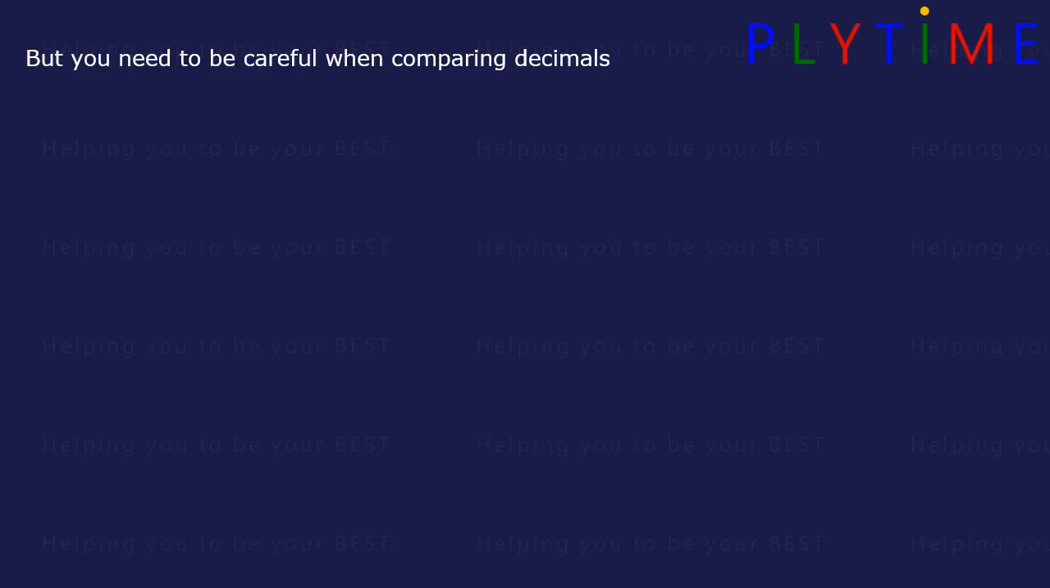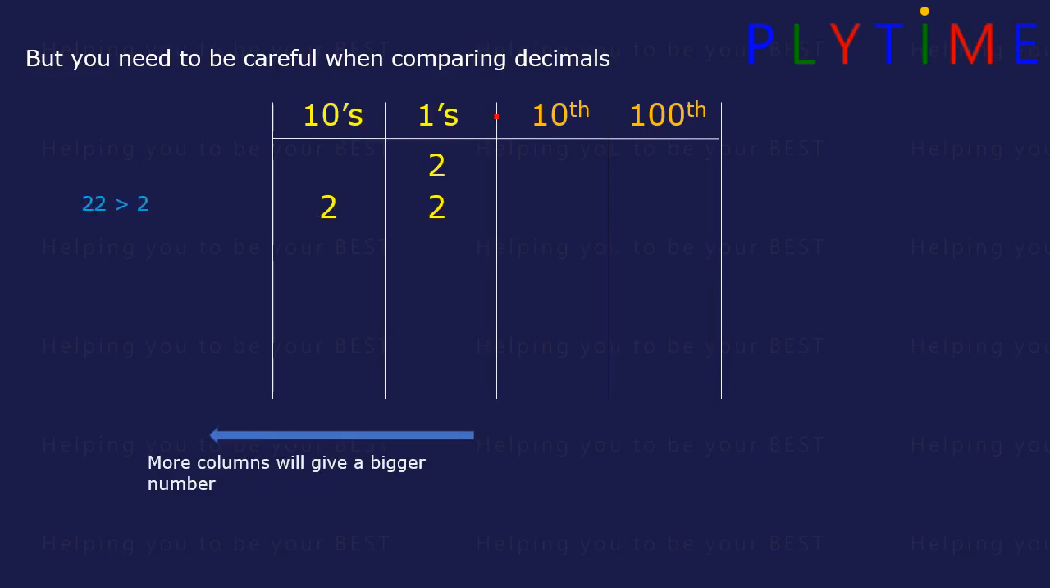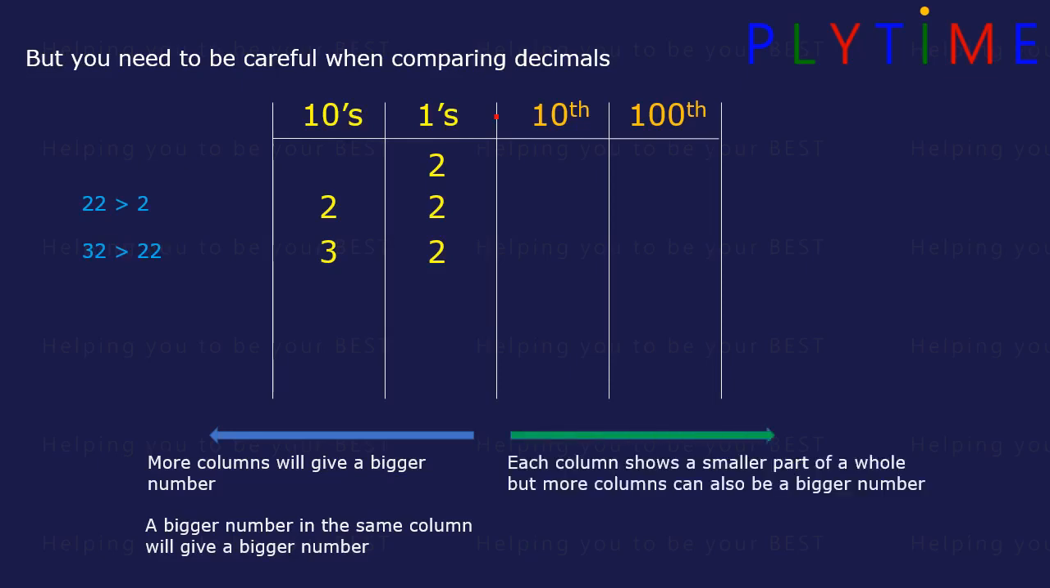We need to be careful when we're comparing decimals. More columns gives a bigger number. So for example 2 compared to 22, 22 is bigger. There's a 2 in the tens column, and a bigger number in the same column also gives a bigger number. So 32, the 3 in the tens column is bigger than the 2, so 32 is bigger than 22. Each column shows a smaller part of a whole, but more columns can also be a bigger number.